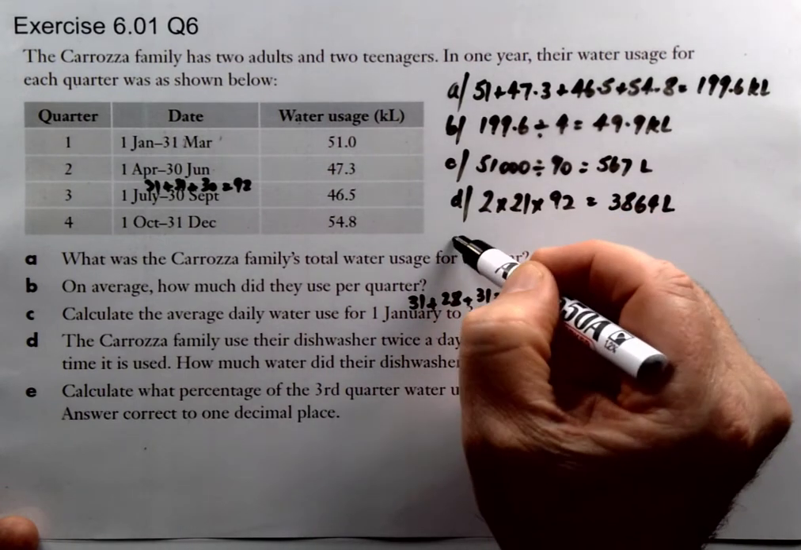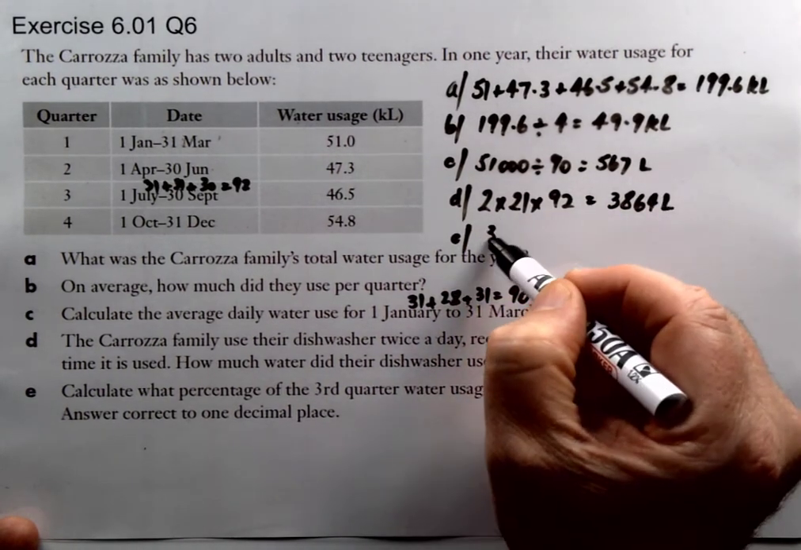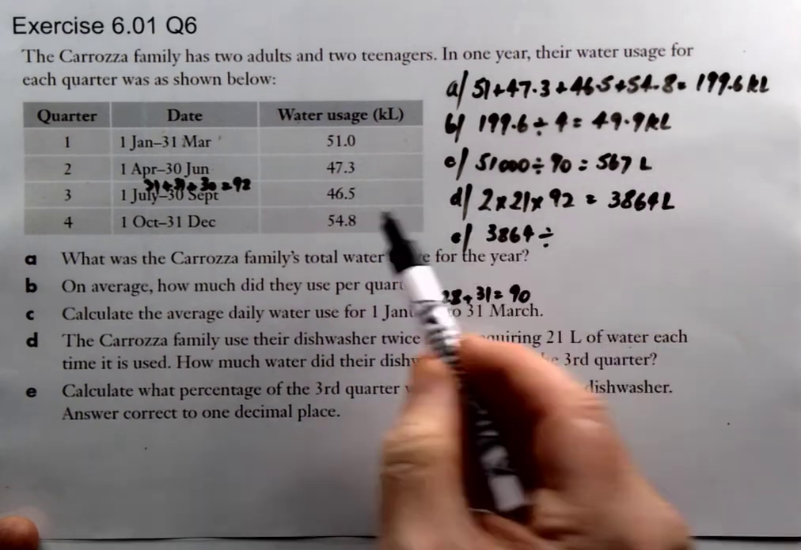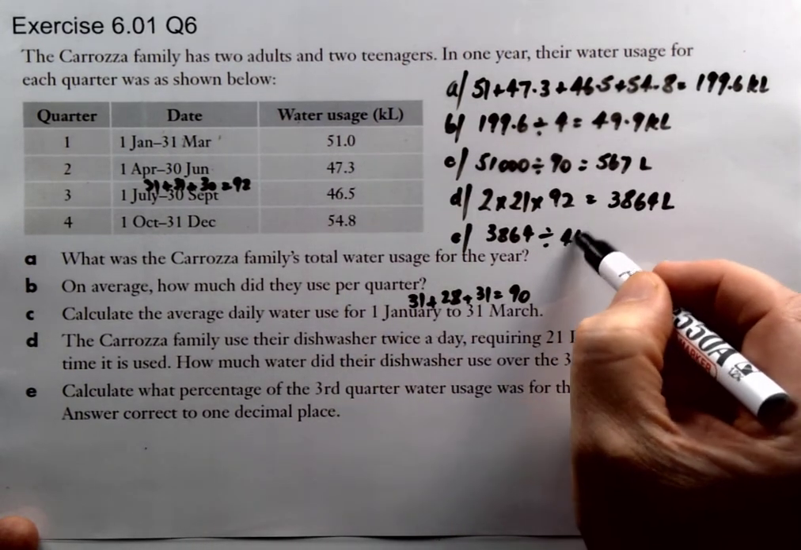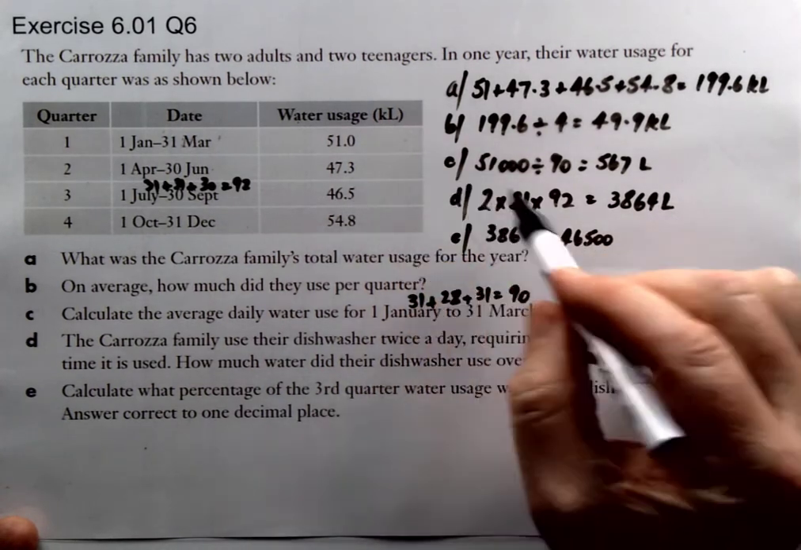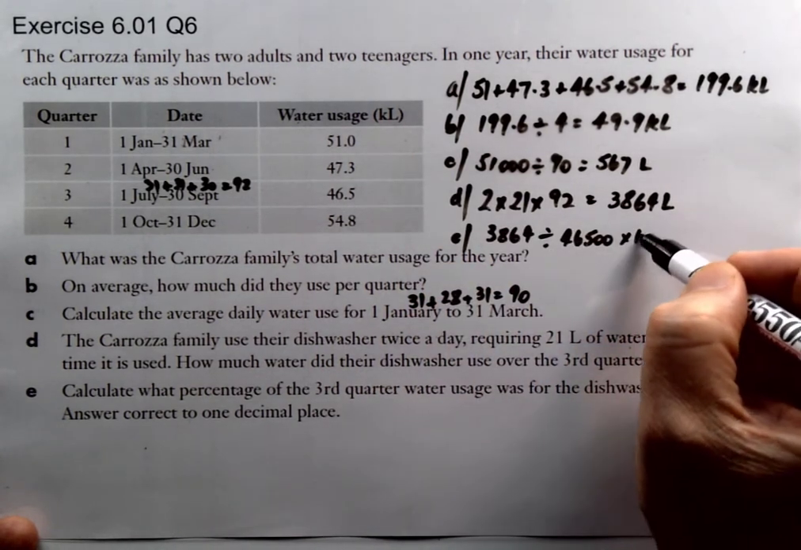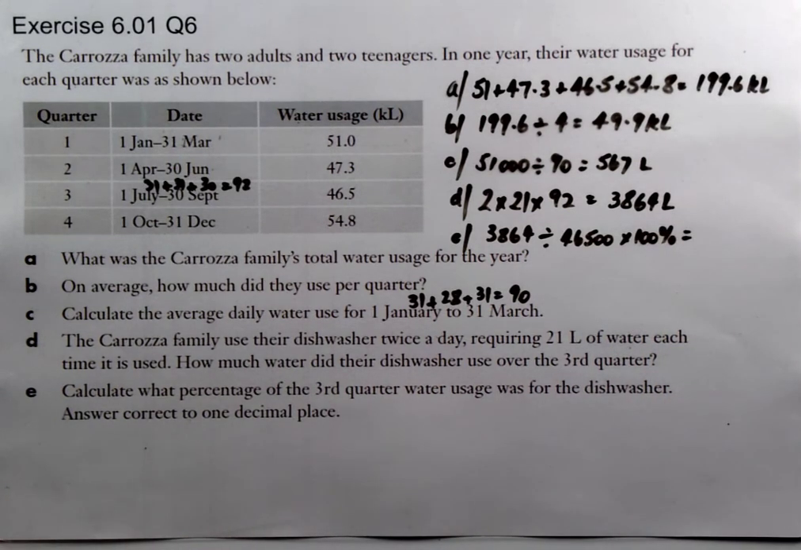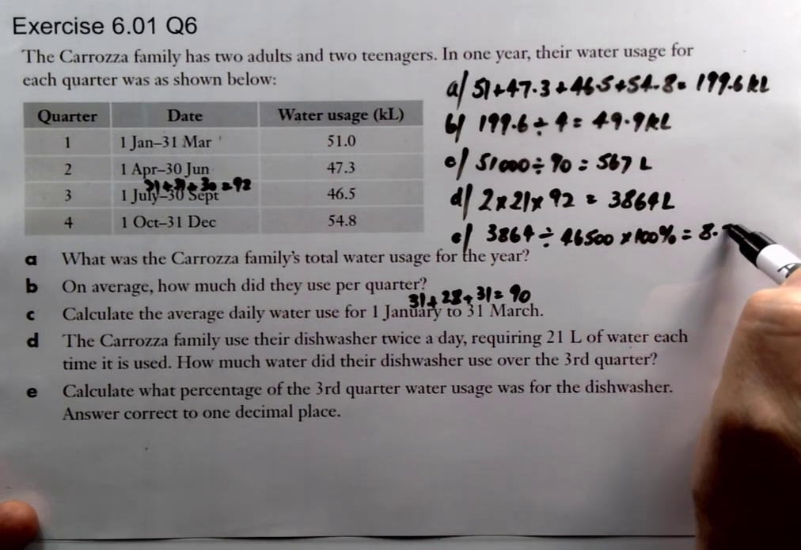Part E, calculate what percentage of the third quarter water usage was for the dishwasher. So what we're going to do here is take the amount of water that the dishwasher used in that quarter, divide by the total amount of water we used, and this is in litres, so we need to convert that from kilolitres to litres. We're going to times it by 100% to make it a percentage. And we'll get an answer of 8.3%.